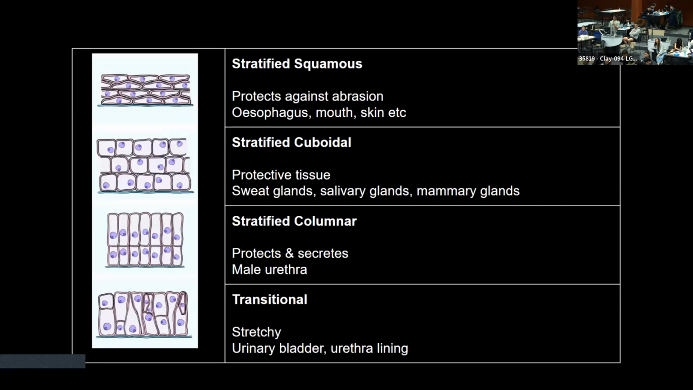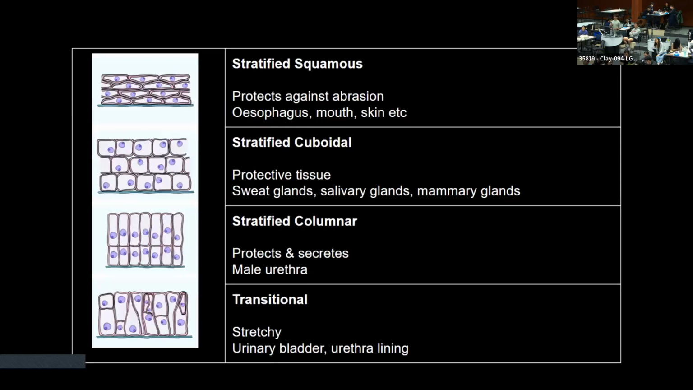This is mostly just area-dependent protection. We've got stratified cuboidal, which is also protective, but this is also the major component of things like sweat glands, salivary glands, etc. We've got stratified columnar, which is present, I think, almost exclusively in the male urethra, and its function is to protect and secrete.